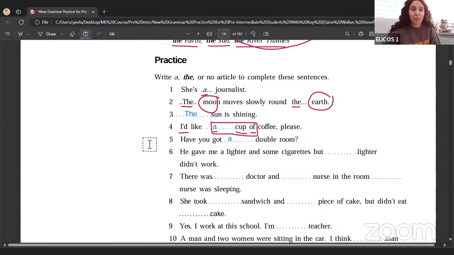Have you got a double room? So it's singular and I'm asking in general. It's the first time I'm talking about the room. So if after I say, oh, the double room is perfect. The double room is what I need. It must be the double room with an air conditioning, whatever. The more I talk about it after, I say the. But the first time, I say a. The first time I talk about this noun. And then all my other sentences after can be the.